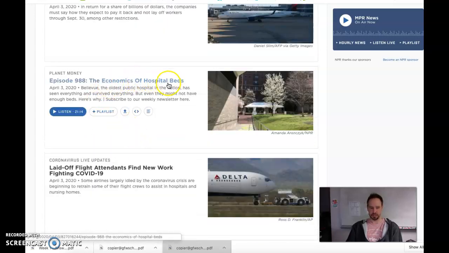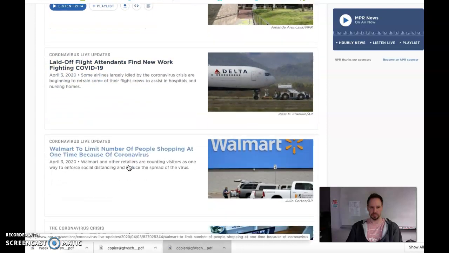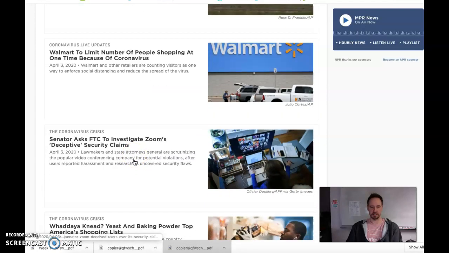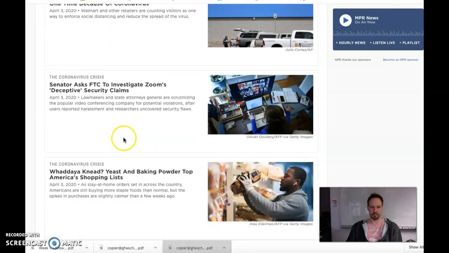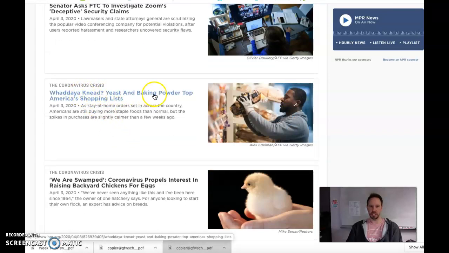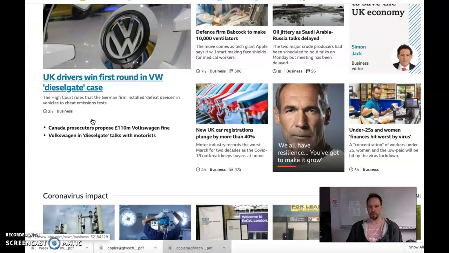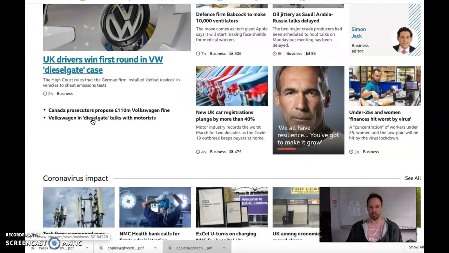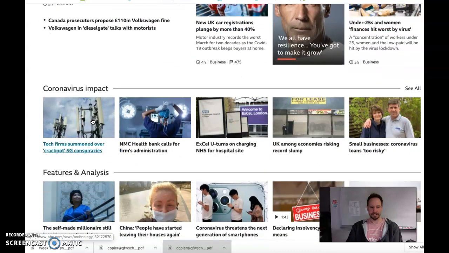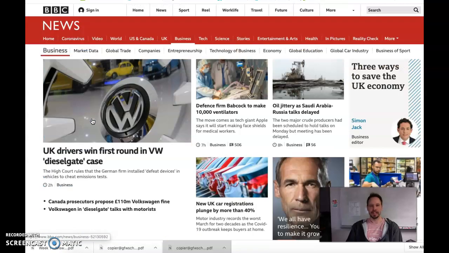Economics of hospital beds. There's the Walmart limiting shoppers again. What do you need? Yeast and baking powder top America's shopping list. Again, there are going to be so many examples in all of these sites that you can pull from. One thing that I'd like you to do is just not take the first 3 that you got.